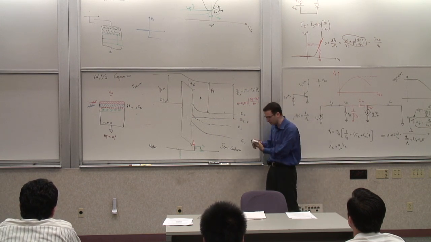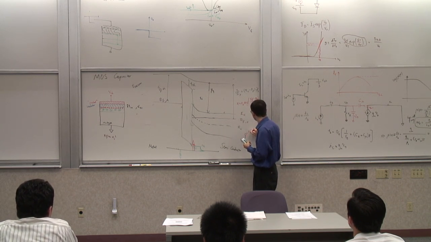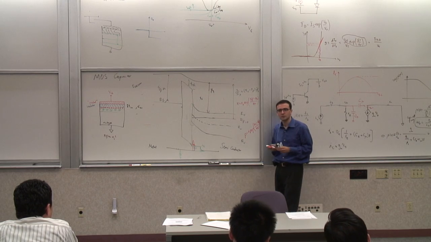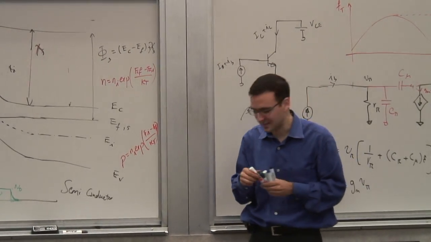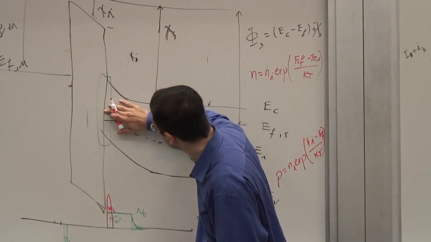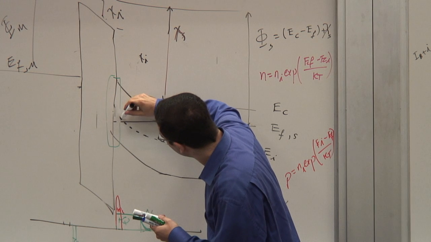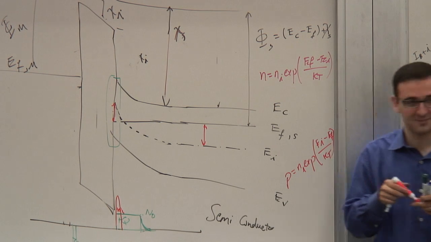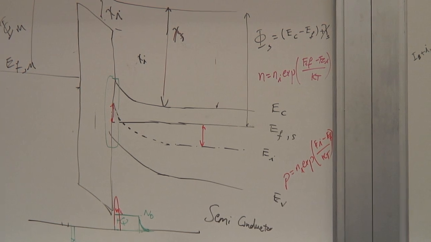Well, what determines n and p? We've done half of it, so let's write the other half. p is n_i e to the (E_i minus E_F) over kT. So it's equal in magnitude but opposite in order. Exactly. So these two have to be equal. When those two are equal, what I have is a situation where the density of holes at the surface, in the inversion layer, is exactly the same as the density of electrons.